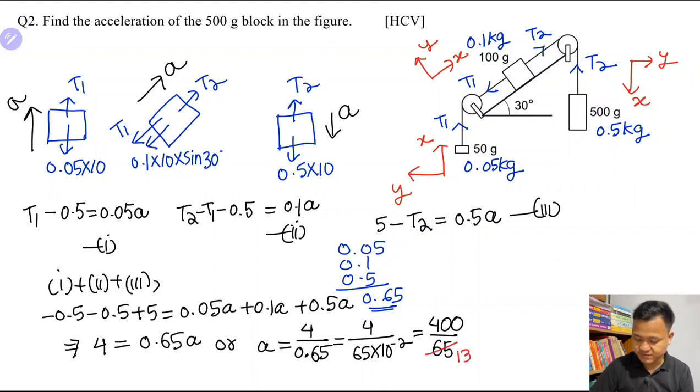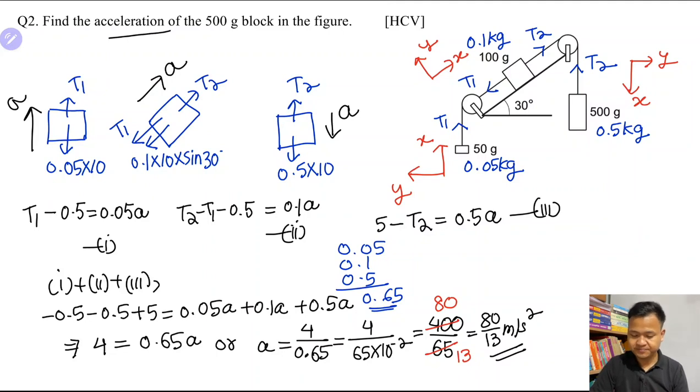5 1 is 5, 5 3 are 15, 5 8 are 40. So the answer is how much? 80 by 13 meter per second square. So this is your acceleration, which is what the question asked.